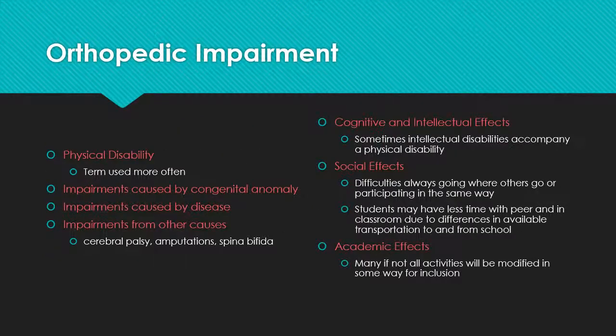So orthopedic impairment basically refers to physical disability, and that can come in a lot of shapes and forms. Sometimes the physical disability is accompanied by an intellectual disability. Like 50% of students who have cerebral palsy are also intellectually disabled. One of the most interesting parts I found about social effects is the fact that students might have different types of transportation, which takes them out of the classroom and away from their peers more often than other students.